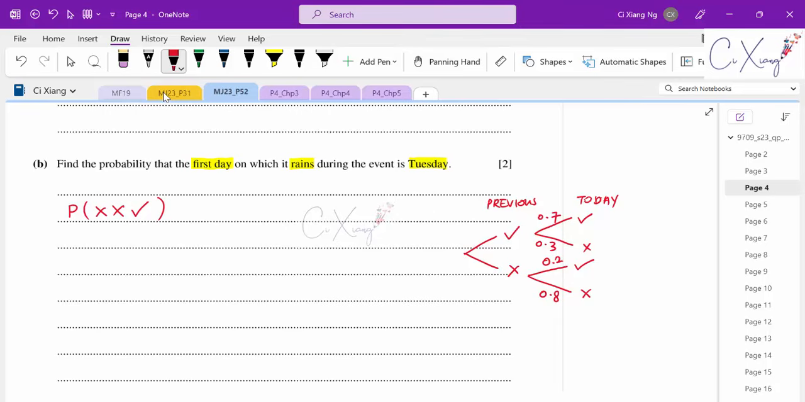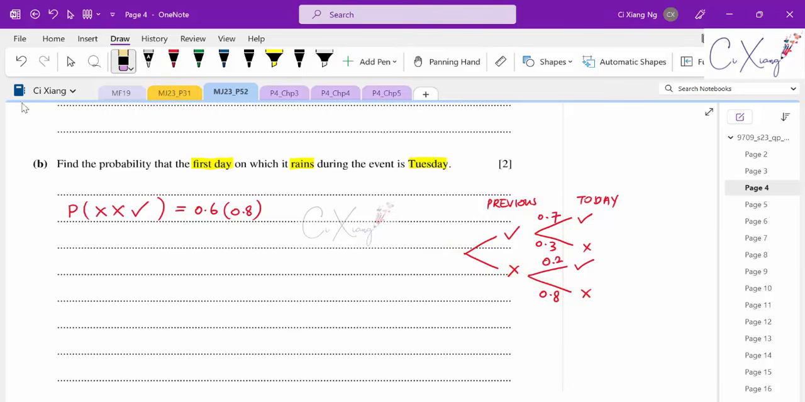So that means the first raining day is on Tuesday. So I have a tick on the third day here. Again, for the very first value, it is Sunday, right? So Sunday not raining, probability is 0.6. Now I come to the second day. My previous day is not raining, then today also not raining. What's the probability? The probability is 0.8.